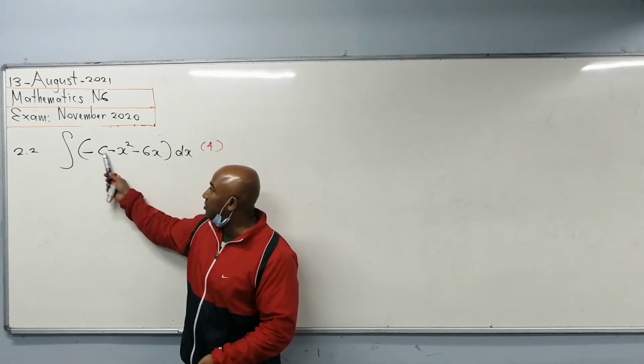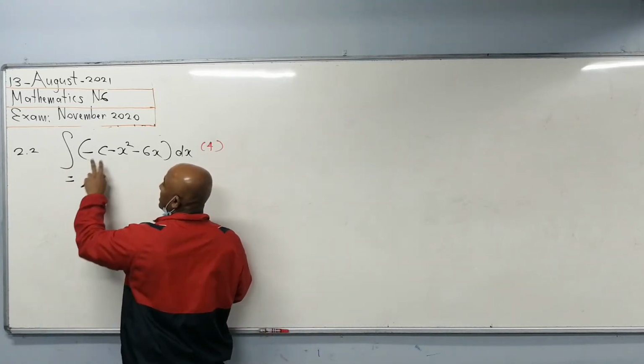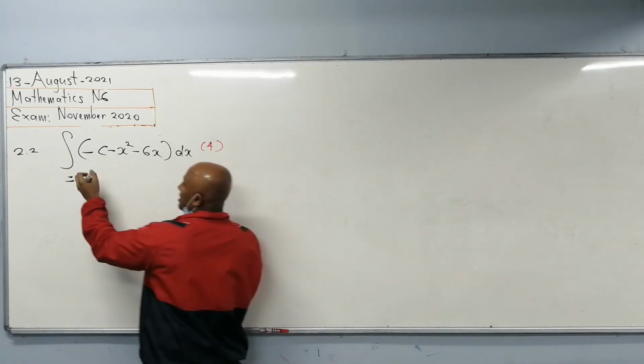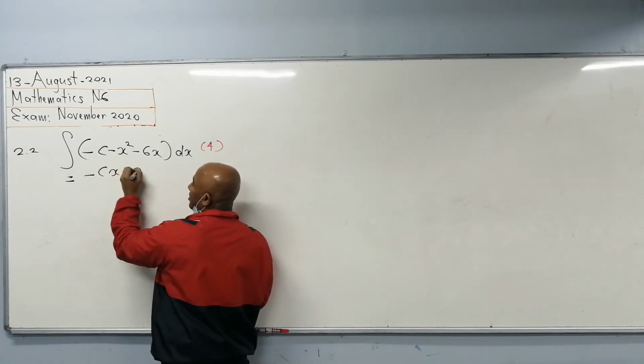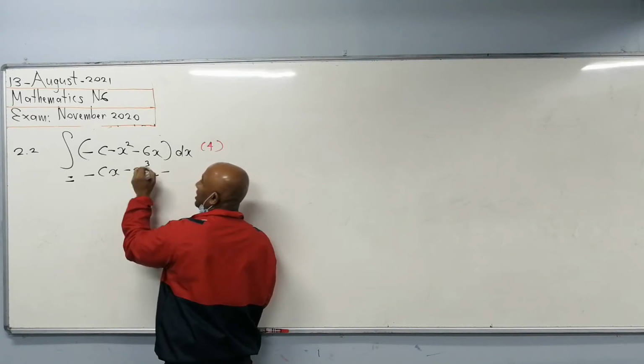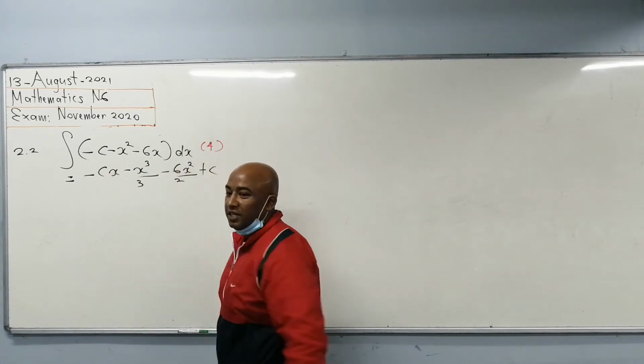You're integrating term by term by term. So as it is, you integrate minus c. C is represented as a constant. So that will be minus cx. Integrate x squared. That's going to be x to the power 3 over 3. Integrate minus 6x, that's minus 6x squared over 2, plus c. And you're done. That's all.